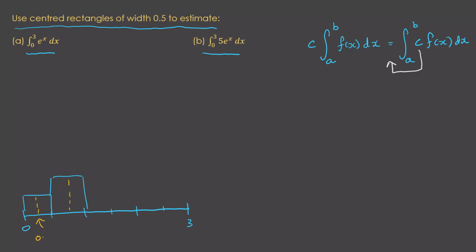So the first one is going to be at 0.25, just like it was in the last example. The next one will be at 0.75, which is 0.25 plus 1 times 0.5, and then the next one over would be at 0.25 plus 2 times 0.5, which means we can set it up really nicely using the sigma notation on the calculator as we've done before.